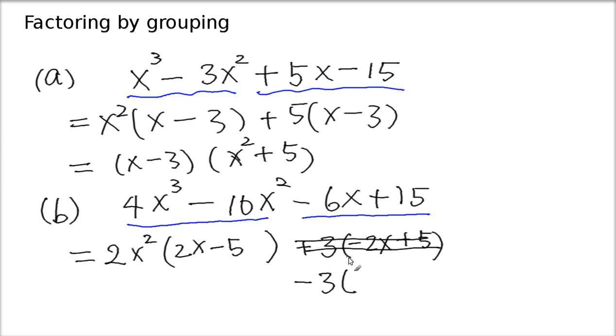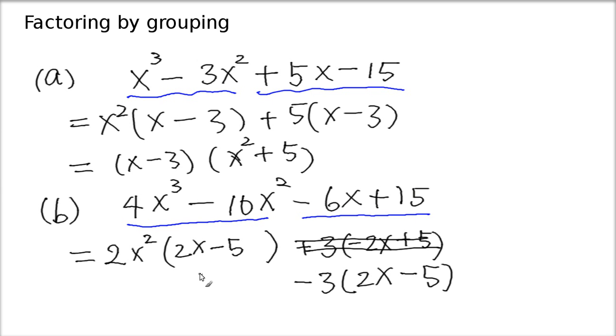Okay? So if you do that, see, negative 3 times 2x is negative 6x. Negative 3 times what is positive 15? Well, negative times another negative will make a positive sign. So negative 3 times minus 5, that will make positive 15.